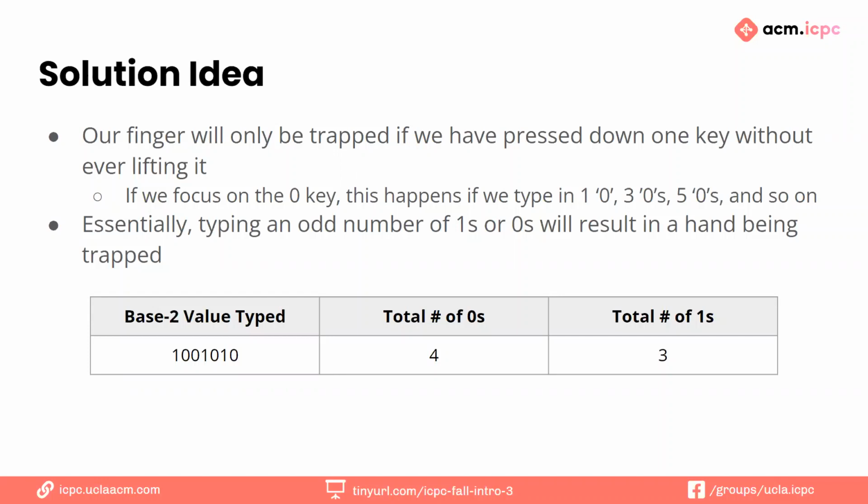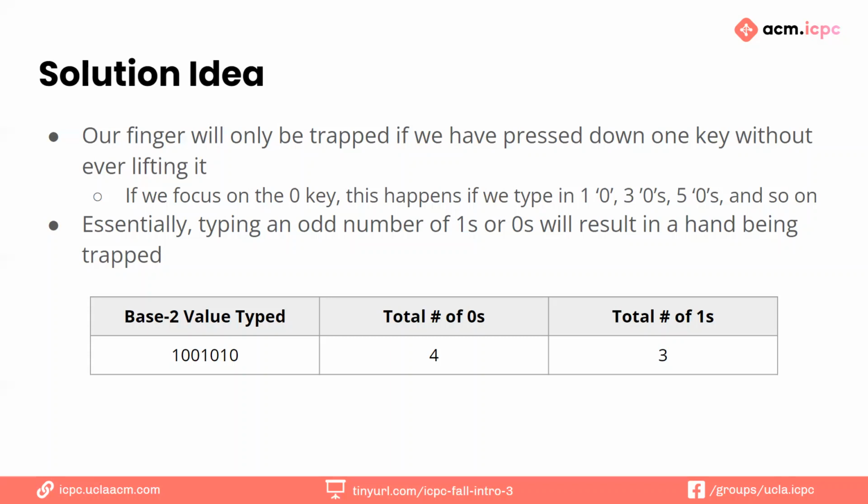So let's focus on the 0 key, for example. This will happen if we type in just one 0 key, our hand is pressing it. If we type 3 times, then we press, release, and press again, so it's trapped, and 5 times, and so on. Essentially, if we type some key an odd number of times, it will result in the corresponding hand being trapped.